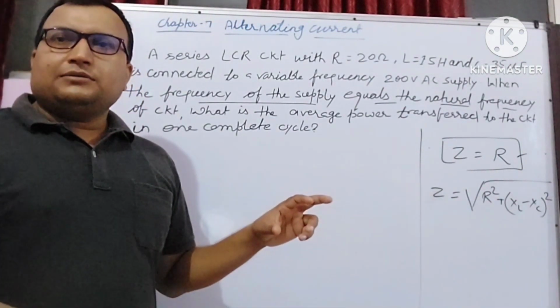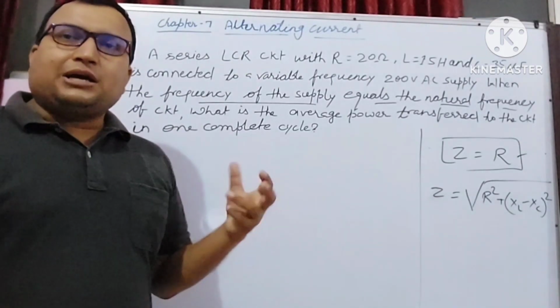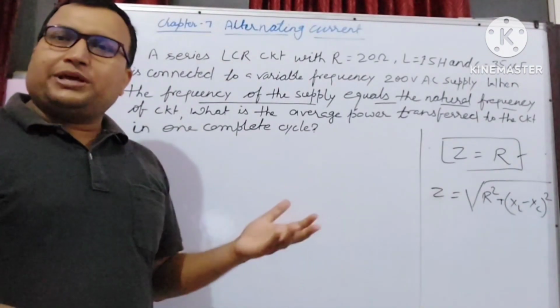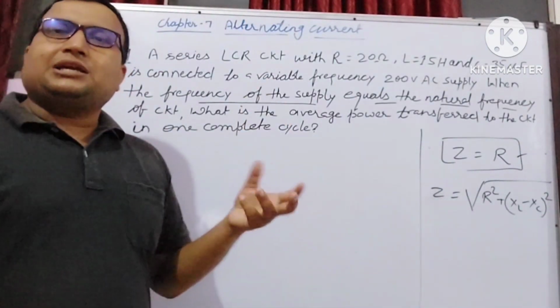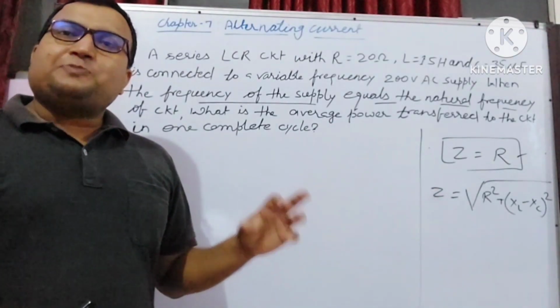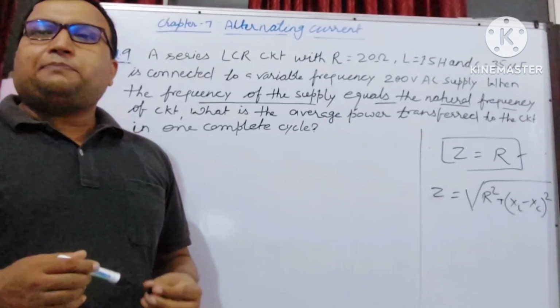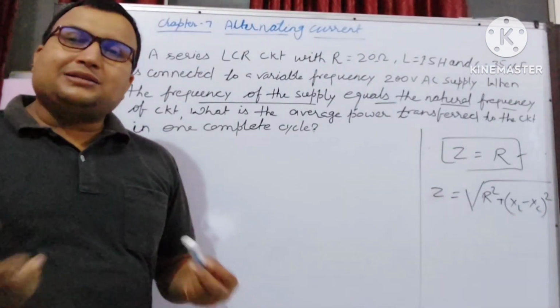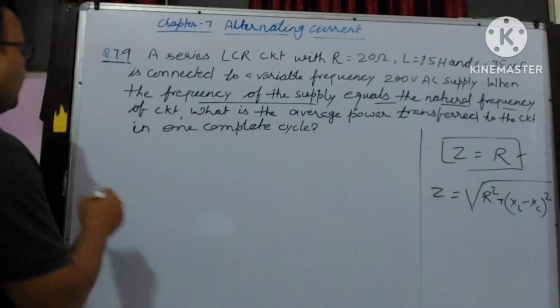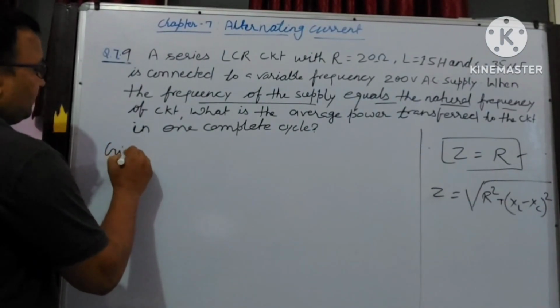Average power consumed by the inductance, we know that in an LCR circuit, is zero, and average power consumed by the capacitor is also zero. So mainly the power is going to be consumed by the resistance. So, let's start the solution.